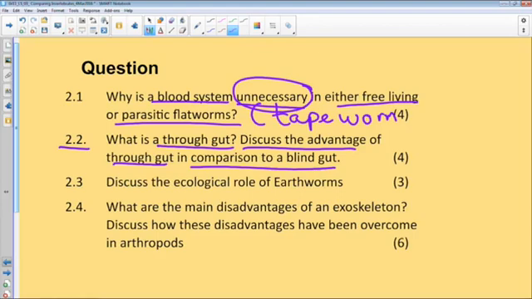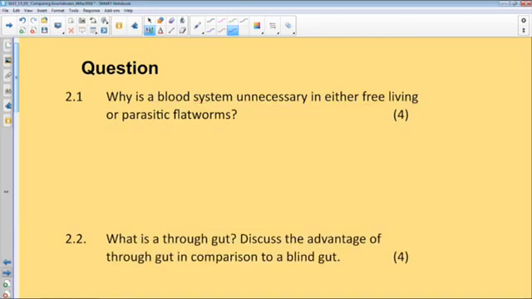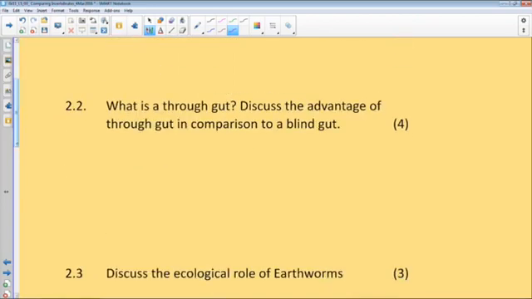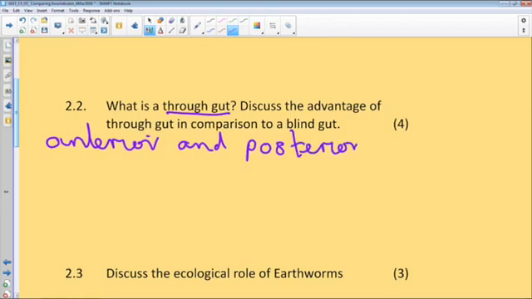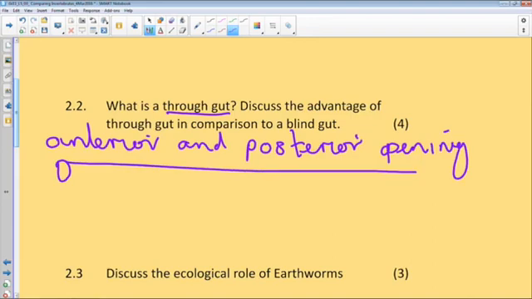So what is a through gut? First part of the question. And the second part is, discuss the advantage of a through gut in comparison to a blind gut. I've got some space here to work through this. So we've got to discuss what is a through gut. A through gut is a digestive system which has an anterior and a posterior opening. And what that essentially means is that food enters from one end and goes through to the other end where it can be digested.